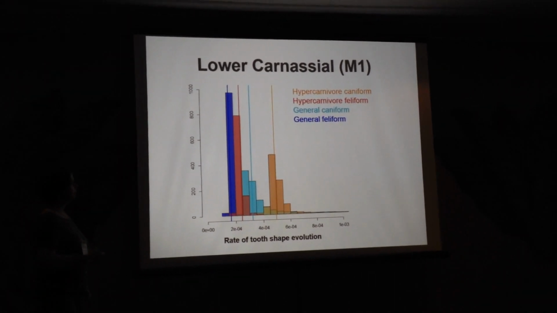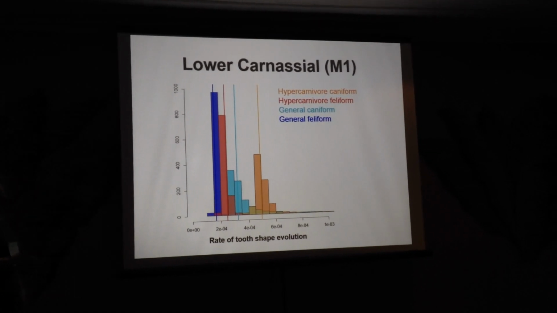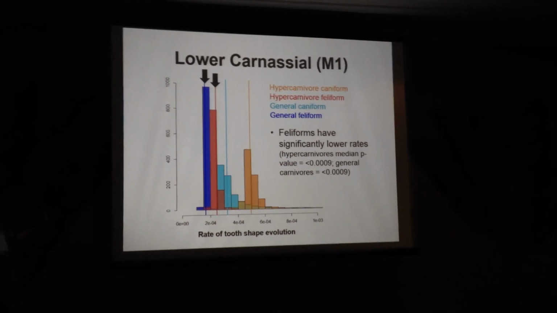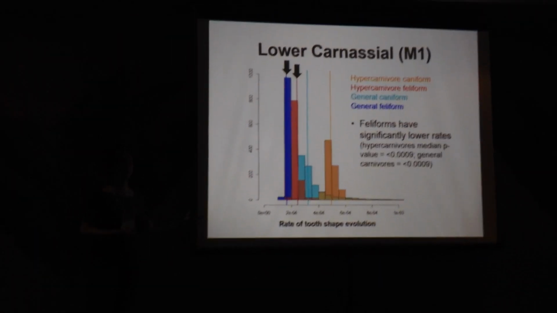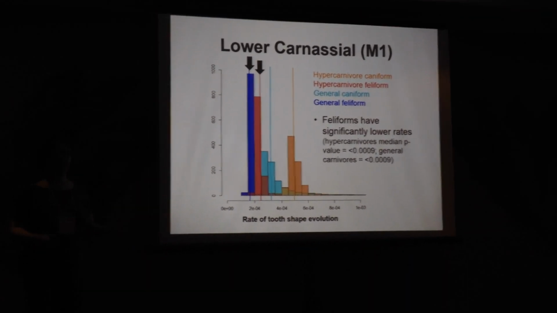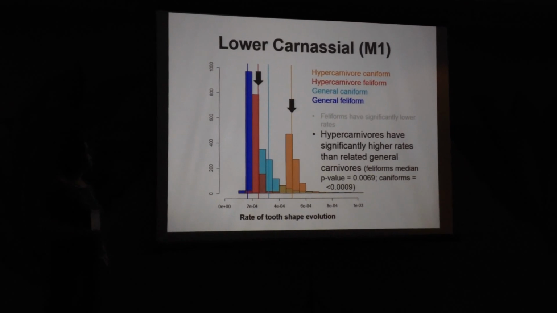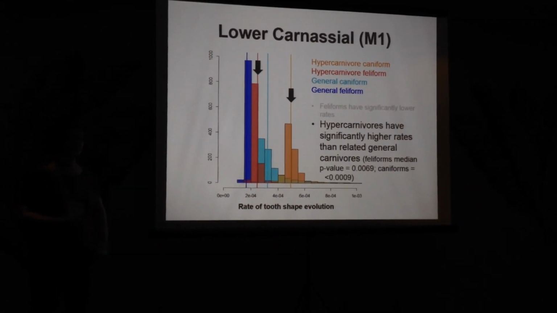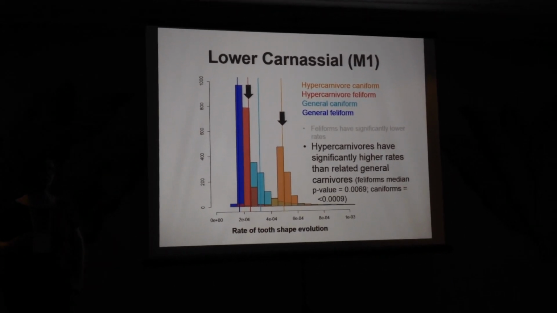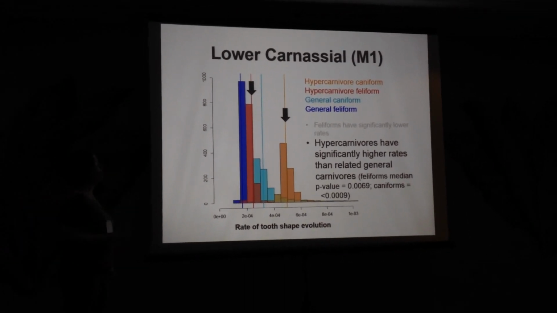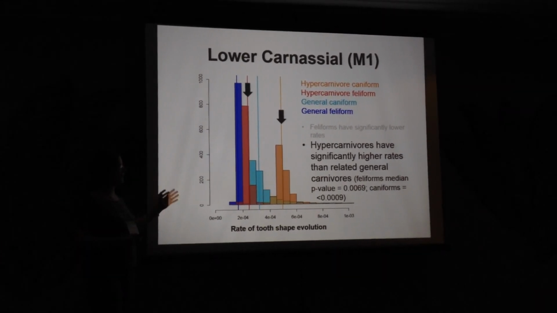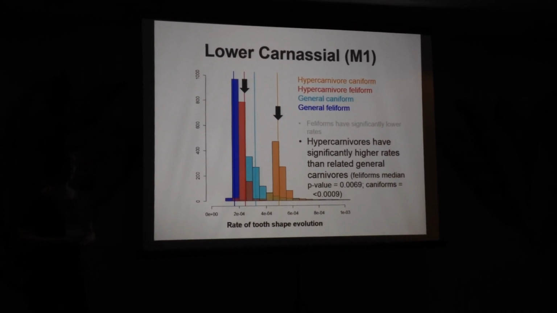When we're looking at the lower carnassial, if we just focus at the moment on filiforms, the red and the blue, we can see they have significantly lower rates of morphological evolution than the caniforms. So the 2 suborders here are behaving differently. But when we focus in on the hypercarnivores of both these groups, they have significantly higher rates of morphological evolution than their related general carnivore, which is certainly going against our strong expectations going into this study.